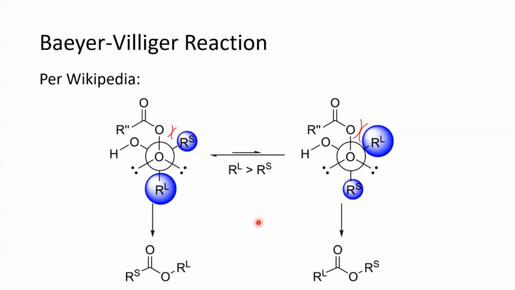Here's the explanation you'll find on Wikipedia. We have our peroxy acid shown here at the top. You want the largest ketone functional group to be positioned as far away from it as possible. This minimises the steric clash of the transition state. You can arrange it the other way, but this transition state is disfavoured and so occurs less often in the reaction.